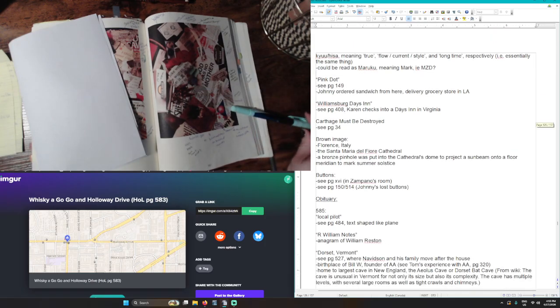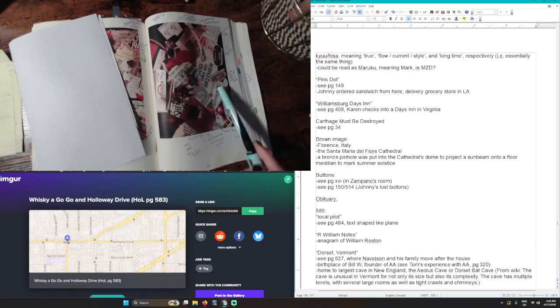Here we have Pink Dot, which is actually a grocery delivery store that used to be, I don't know if it's open anymore, in LA. Johnny ordered a sandwich from here on page 149. We have the Williamsburg Days Inn, referenced here. And on page 408, we learned that Karen checks into a Days Inn in Virginia, and Williamsburg is in Virginia.